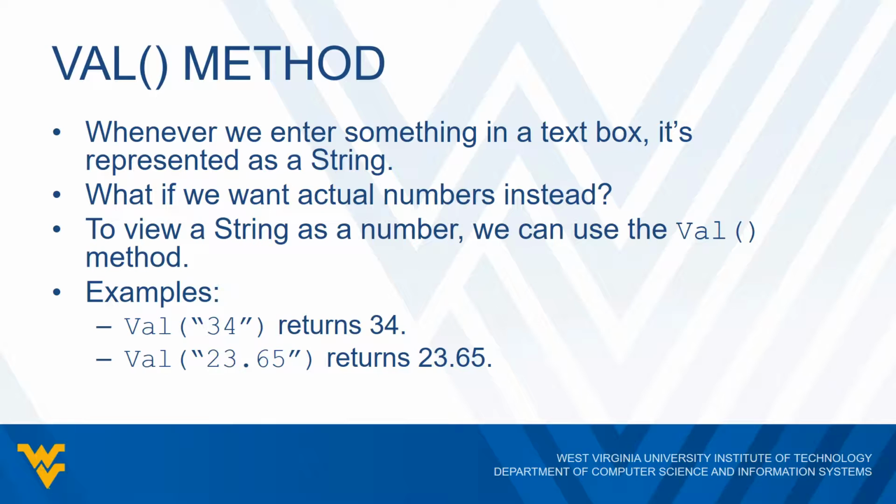So notice that with this Val method, it doesn't matter whether we try to get integers or doubles, it'll work either way. We can even do negative numbers. So if I do negative 3.4 in quotes, it's going to return negative 3.4. This is in fact very similar to the parseInt, parseDouble and parseFloat methods in Java, where we pass some string and it's going to return the equivalent value as an actual number.